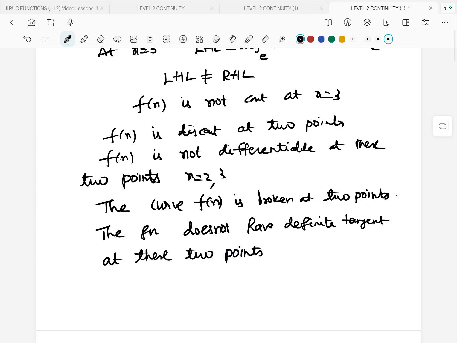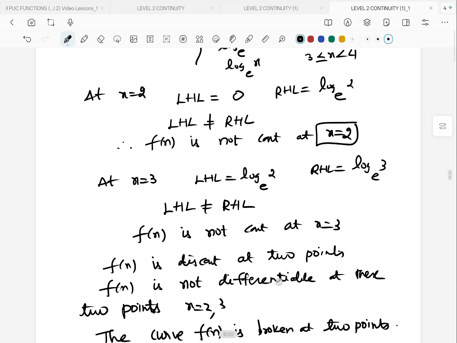So what we have done here is we have checked that the function is not continuous at these 2 points, 2 and 3. So when it is not continuous, it is not differentiable at these 2 points. So the curve is broken at 2 points. Thus the function will not have definite tangents at these 2 points. So the correct option is C. The function f of x does not have definite tangent at x equal to 2 and x equal to 3.